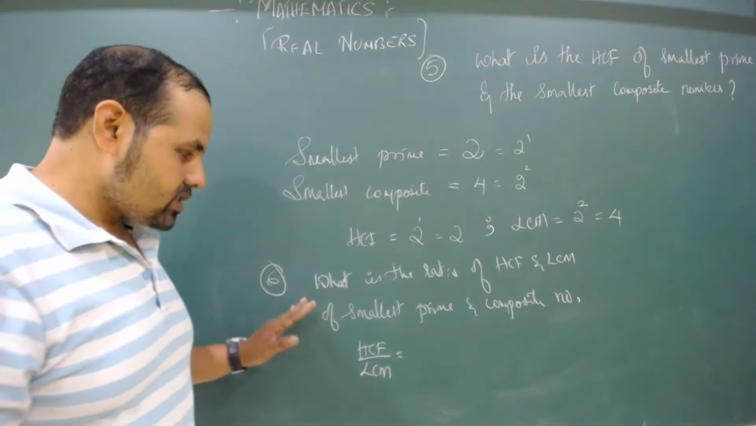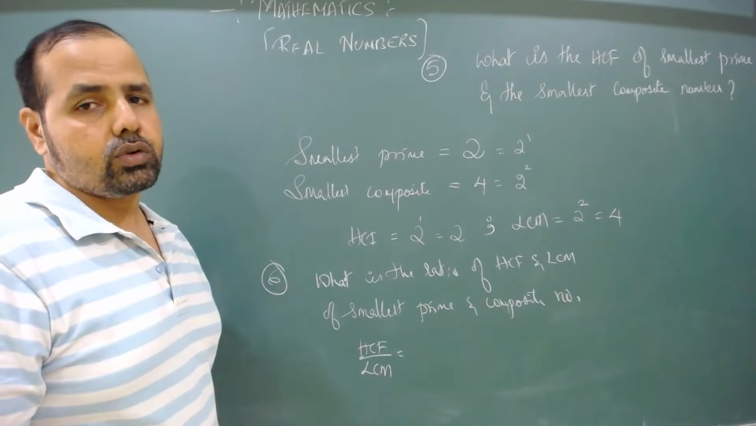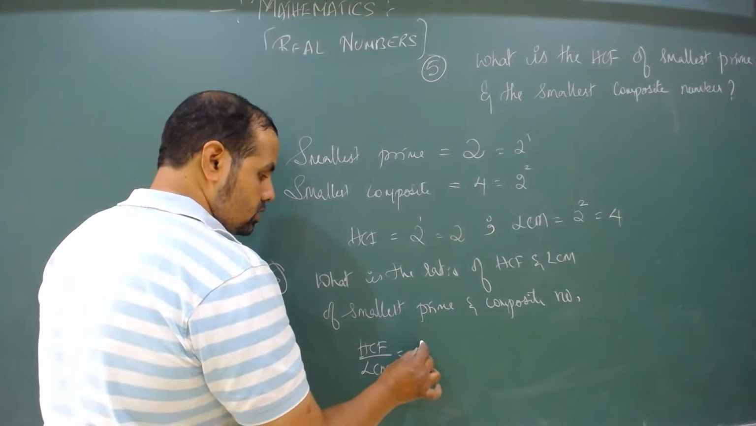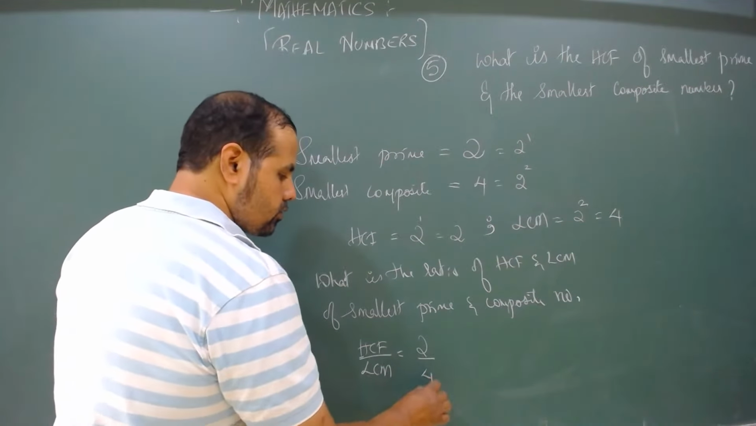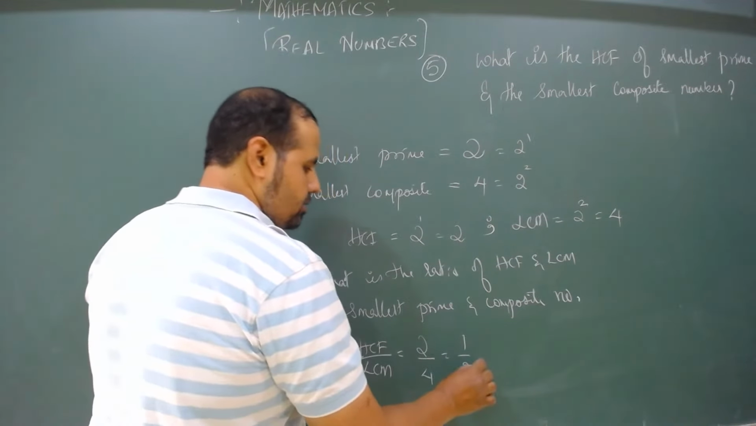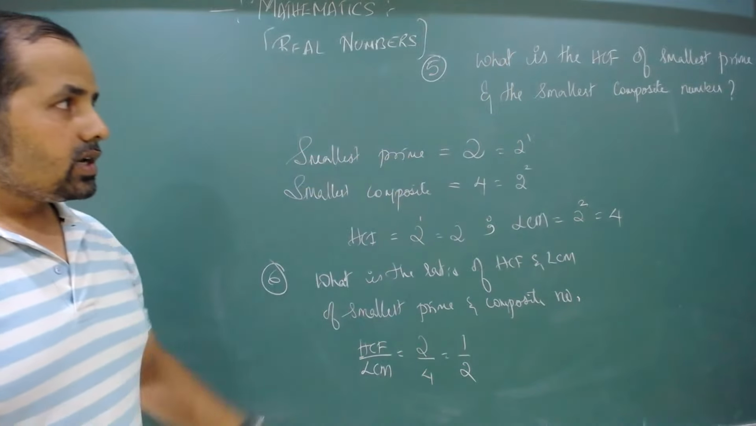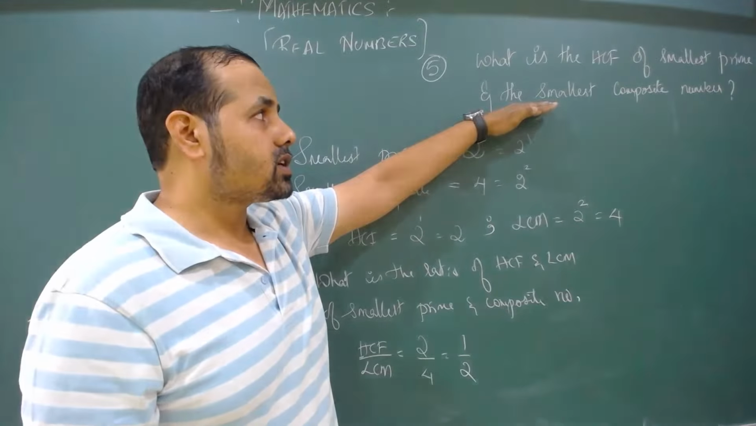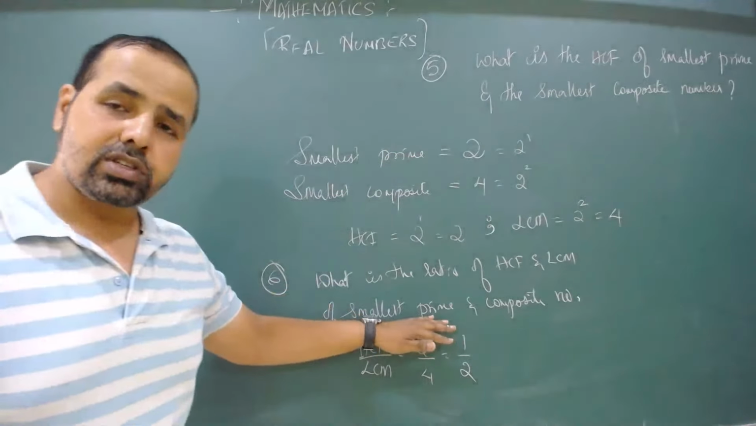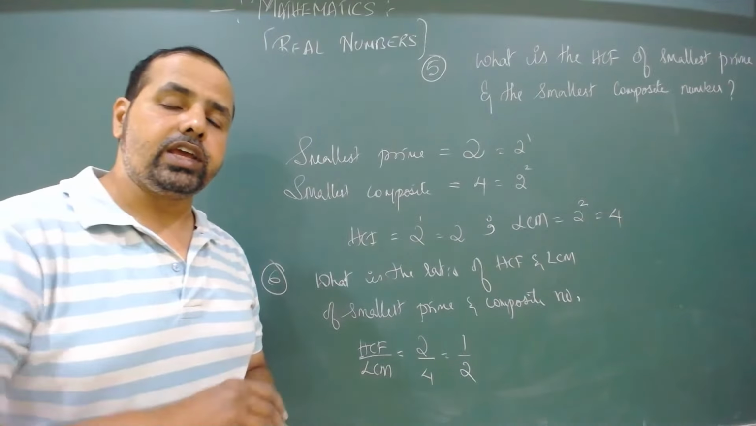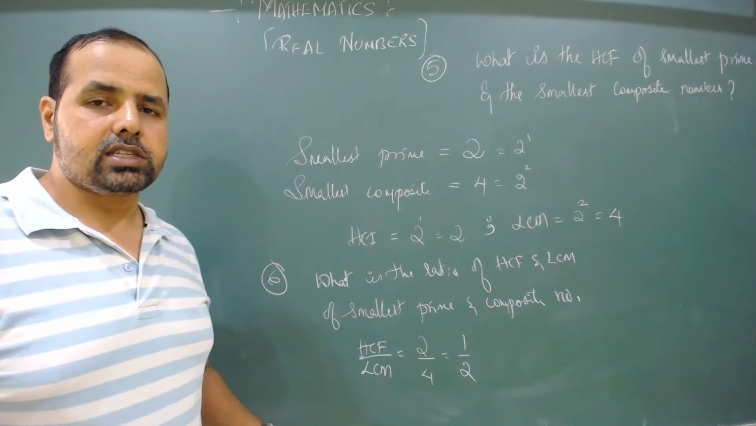Now, the next question says that you have to find the ratio of HCF to LCM. So HCF is 2, LCM is 4, the ratio would become 1 is to 2. Again, I repeat. Concepts are slightly different, but the question almost resembles. Here they are speaking about smallest composite and prime. Even here, smallest composite and prime. Here we are supposed to find out HCF. In this particular concept, we have to find the ratio of HCF to LCM.